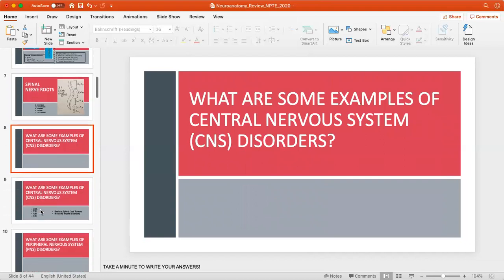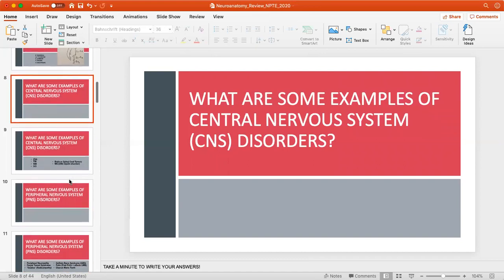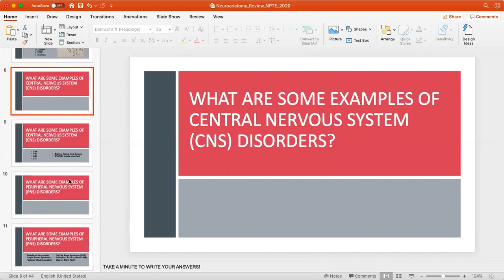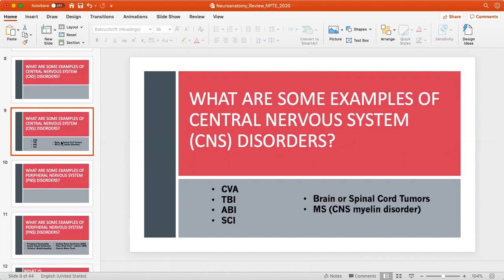And what are we thinking about when we think about central nervous system disorders? So we've made this distinction between central nervous system and peripheral nervous system. So central nervous system has to do with the brain and spinal cord. What are some dysfunctions or disorders that we might commonly see in those parts of the nervous system? So we're thinking about brain disorders and spinal cord disorders.